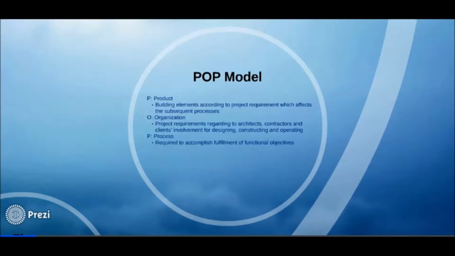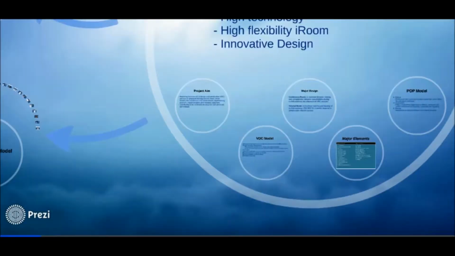We will be using the POP model for the explanation later. The first P represents product. They are building elements according to the project requirements, which affect the subsequent processes. For O, it is organization. Project requirements were listed here regarding architects, contractors, or clients' involvement for designing, constructing, and operating. For the last P, it is process, and it is what is required to accomplish fulfillment of functional objectives.